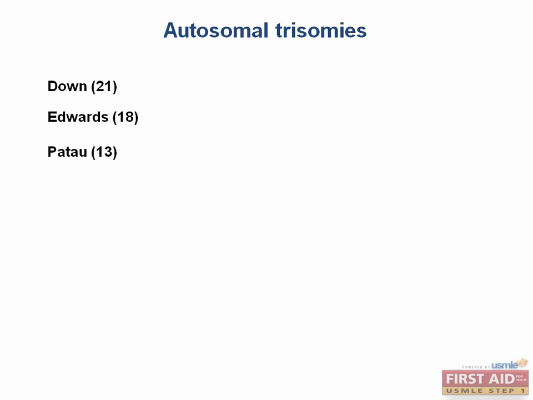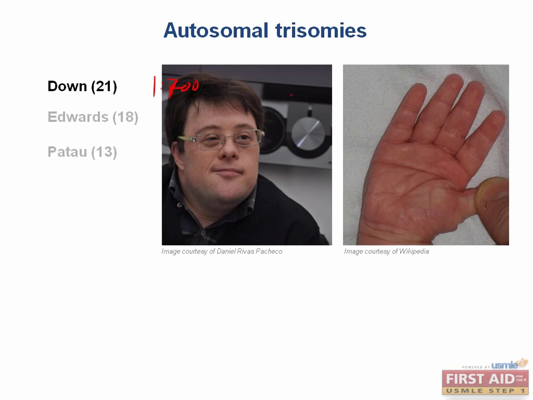The 3 most common trisomies are trisomy 21, or Down syndrome, trisomy 18, or Edwards syndrome, and trisomy 13, or Patau syndrome. Trisomies of the other chromosomes are not viable. Down syndrome is the most common, with a prevalence of 1 in 700 people, and is the most common cause of intellectual disability.